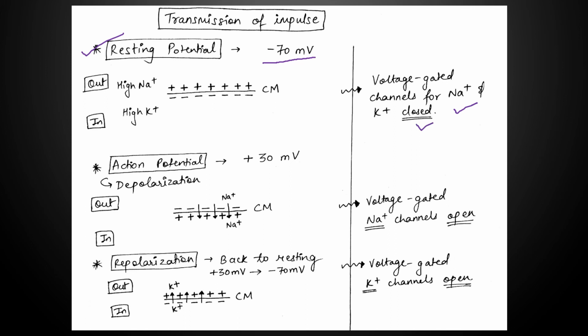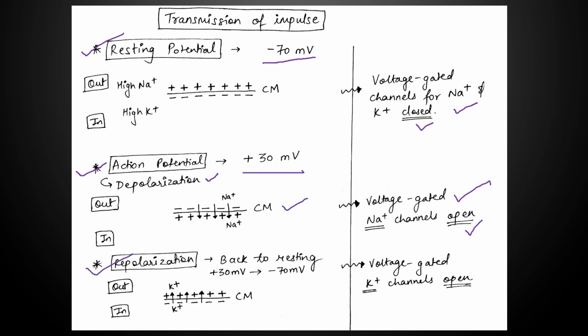Suppose that there is a signal which is coming up to the neuron. This is when action potential is generated and the potential from minus 70 changes to plus 30. This is also known as depolarization of the neural membrane. This is when the voltage gated sodium channels are going to open up and it leads to reversal of the charges. So now in the inner side we have positive charges and on the outer side there are negative charges.